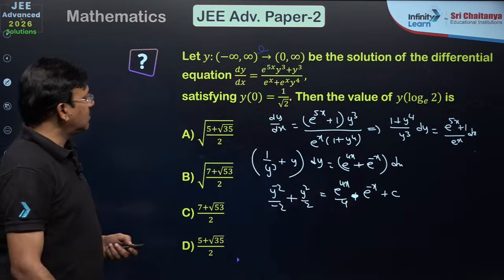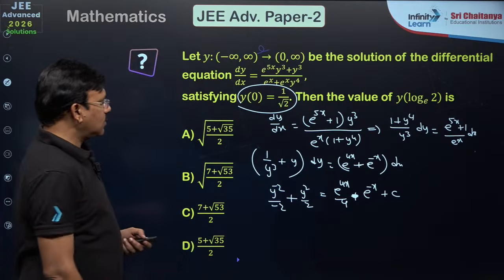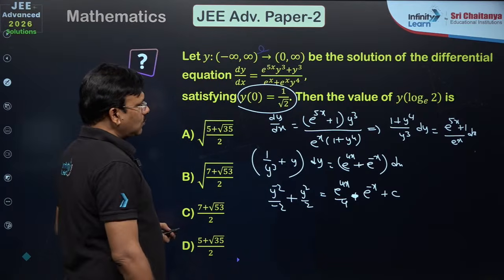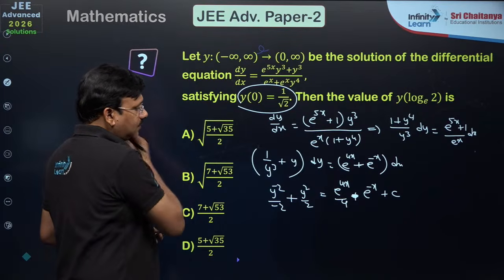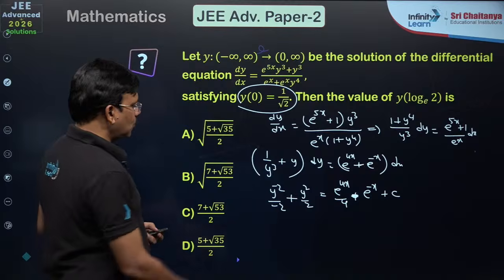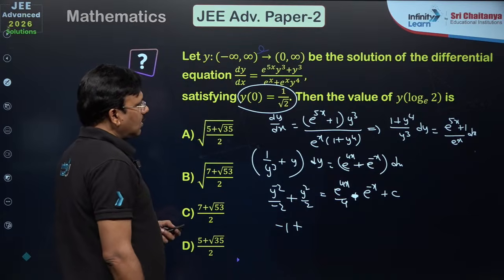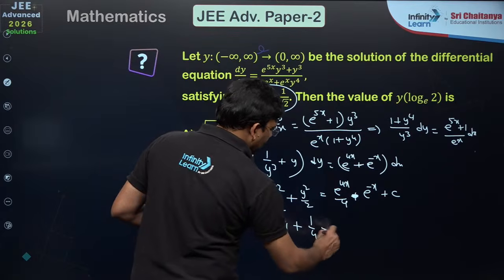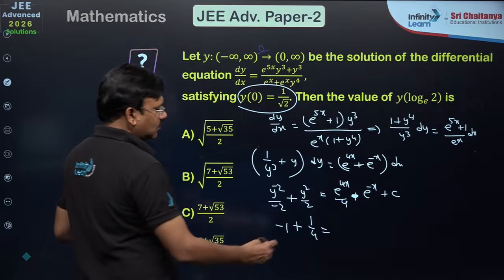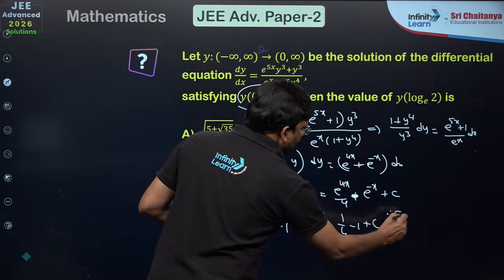To find the constant of integration, when x is 0, y is 1 by root 2. You just substitute 1 by root 2, that is root 2 power minus 2, which is going to be root 2 power 2, 2 by 2 is 1, this is minus 1. So, this 1 by 2 will become 1 by 4. When x is 0, this is 1 by 4 minus 1 plus c. Therefore, c is 0.